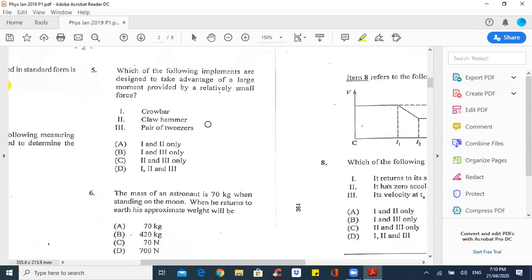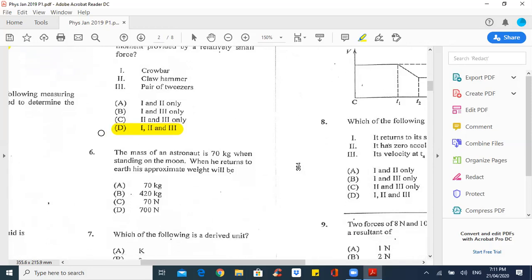Number 5. Which of the following implements are designed to take advantage of a large moment provided by a relatively small force? So we're talking about here levers. That's basically what we're talking about here. We're taking advantage of a large moment provided by a relatively small force. These are levers. And all of these are levers. So your answer is D, 1, 2, and 3. These are the different classes of levers. We have class 1, class 2, class 3, however I want the class.